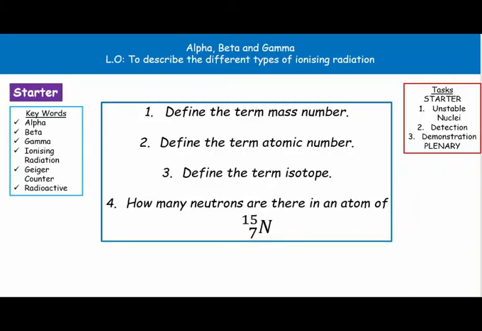So what we're going to be doing in today's lesson is having a look at the three different types of ionizing radiation: alpha, beta, and gamma. So to start us off, let's have a quick review on what we did in our last lesson.